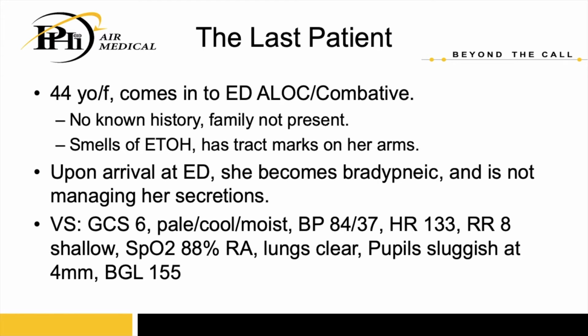Current vitals are as follows. She has a GCS of 6. She's pale, cool, moist, has a blood pressure of 84/37, has a heart rate of 133, sinus tachycardia with ectopy. Respiratory rate is 8 and shallow, sitting at 88% on room air. Her lungs are clear, pupils are pretty sluggish at 4, and her blood sugar is 155. We put her on a cannula, and her sats continue to diminish. She has a respiratory rate of about 6, and the decision is made that we need to intubate this person.